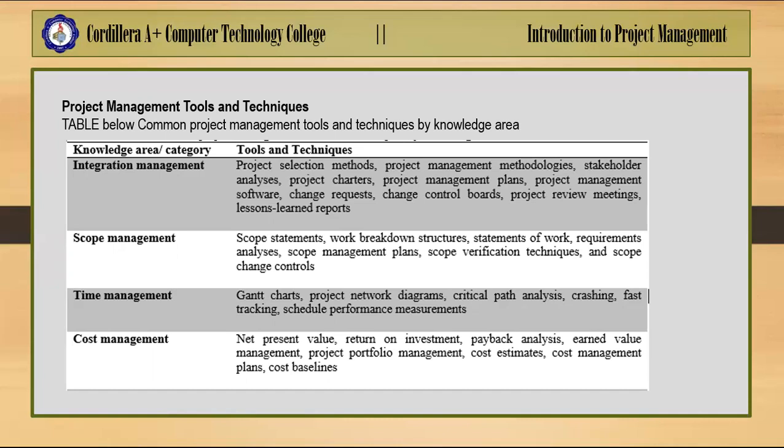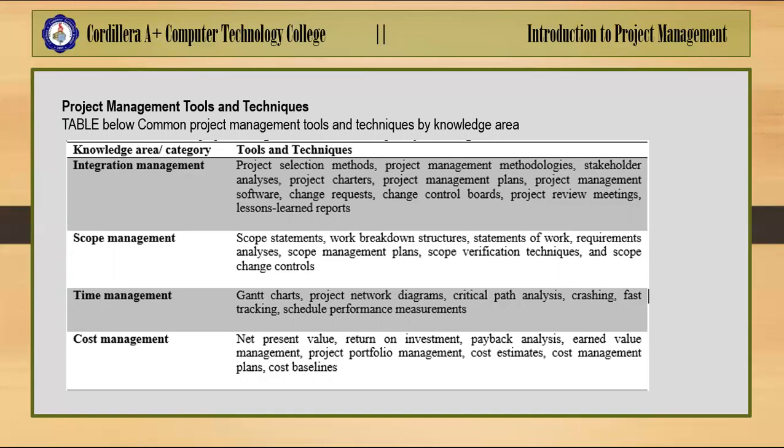So as the world continues to become more complex, it is even more important sa mga tao to develop and gumamit ng mga tools, especially for managing important projects. So project management tools and techniques assist project managers and their teams in carrying out work in all the 9 knowledge areas. For example, some popular time management tools and techniques include yung Gantt chart natin, kung familiar kayo doon, yung project network diagrams and yung critical path analysis.